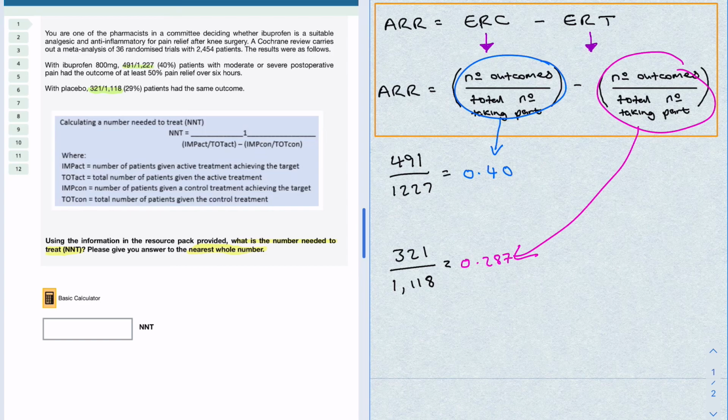0.287. And as you can see, although they gave us the percentages 40%, and we could have just converted that to 0.4 here, and they gave us a percentage of 29%, and we could have converted that to 0.29 here, because 0.287 rounded to 2 decimal places is 0.29. However, it's better to always calculate it if they've given you them as numbers using this equation.